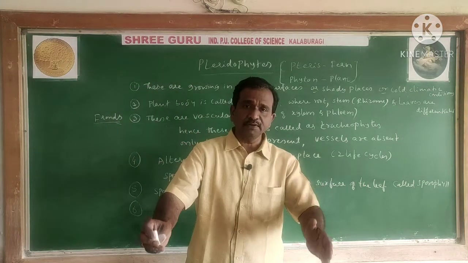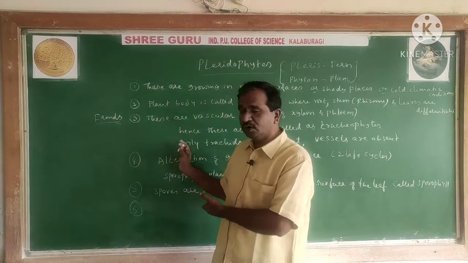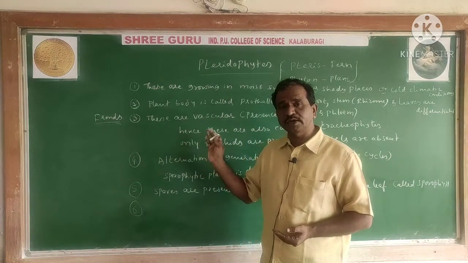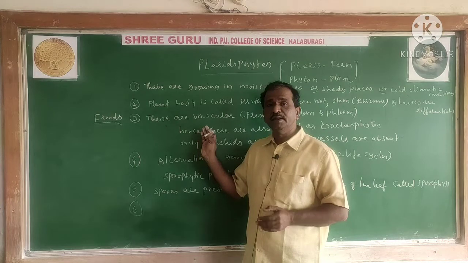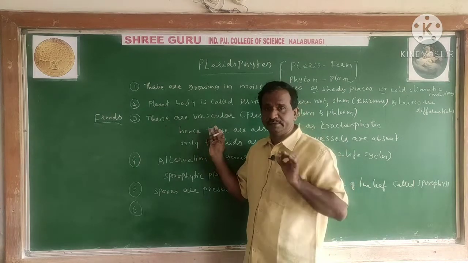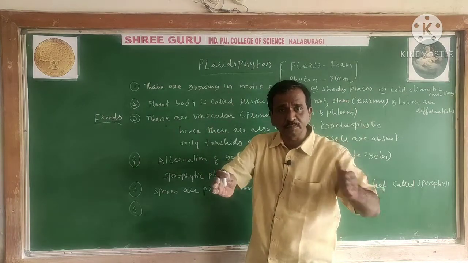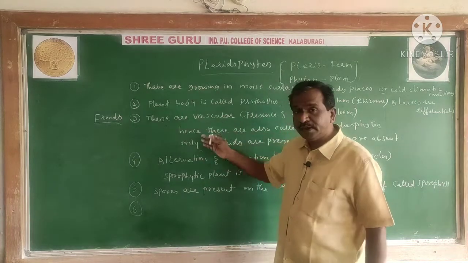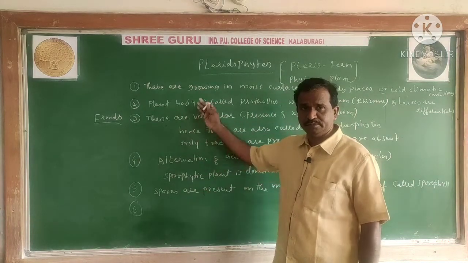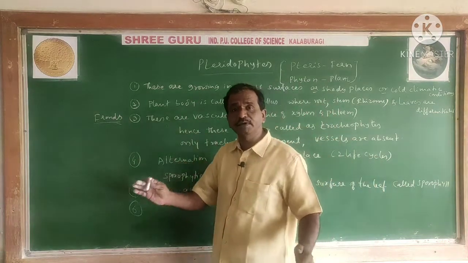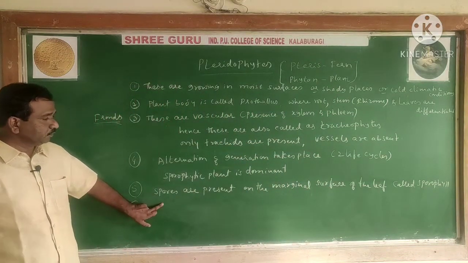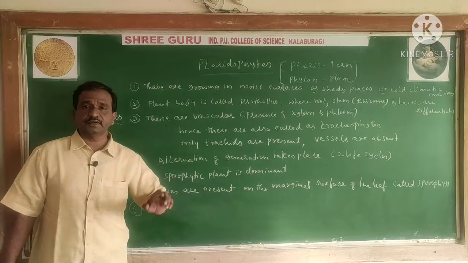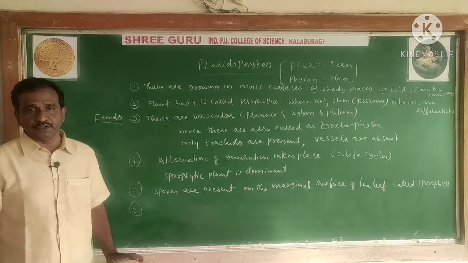Which type of plant is this? Normally, in the bryophytes, what we have studied is that the gametophytic stage is dominant. That means the haploid stage is dominant, and the main plant body is haploid. Here, the main plant body is diploid, which means the complete set of chromosomes is found here. Spores present on the marginal surface of the leaf are called sporophyll.